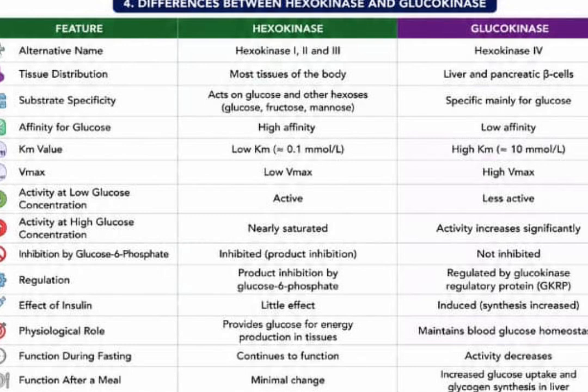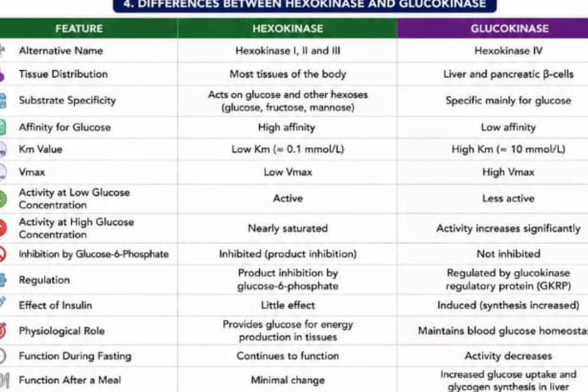The next one is tissue distribution. Basically all tissues have hexokinase, but you can see glucokinase in the liver and the beta cells of the pancreas.